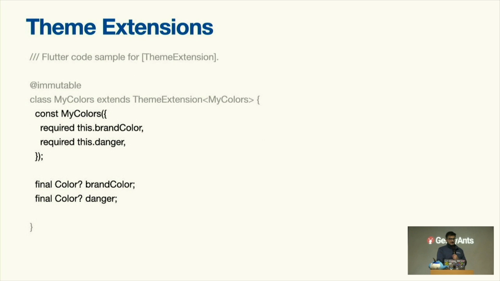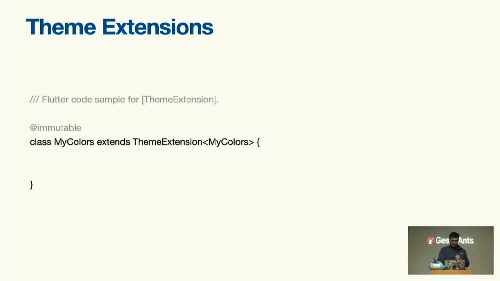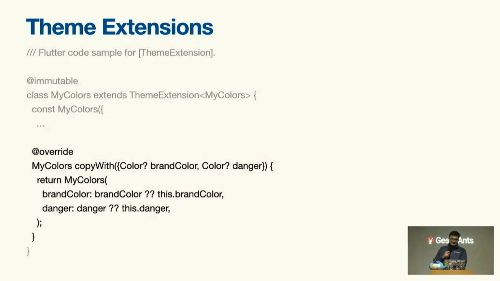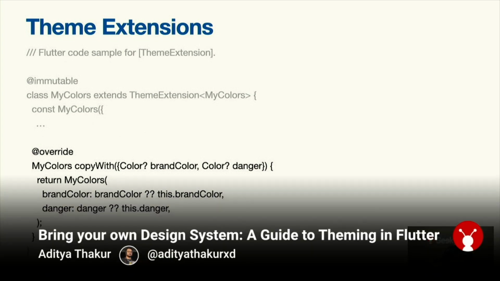What I'll do is start off something like this. MyColors, which I just added to the theme, would extend this ThemeExtension of the type MyColors. And inside this, I'll first create brandColor and danger. And then I would have to override two different methods. One is copyWith and the other is lerp.